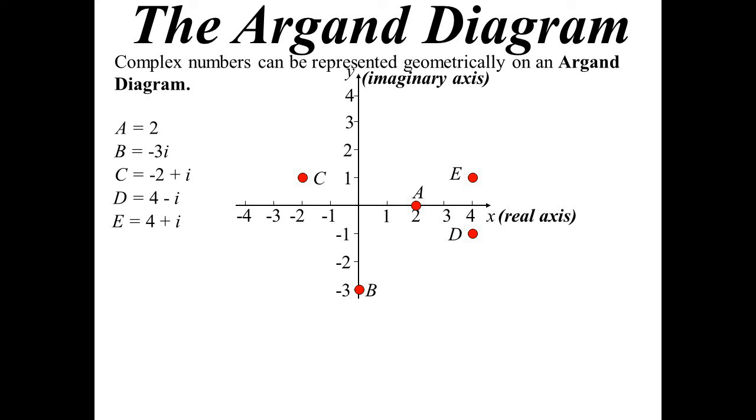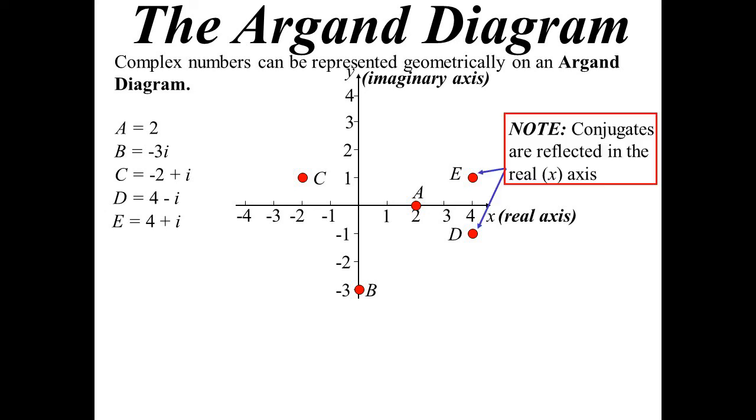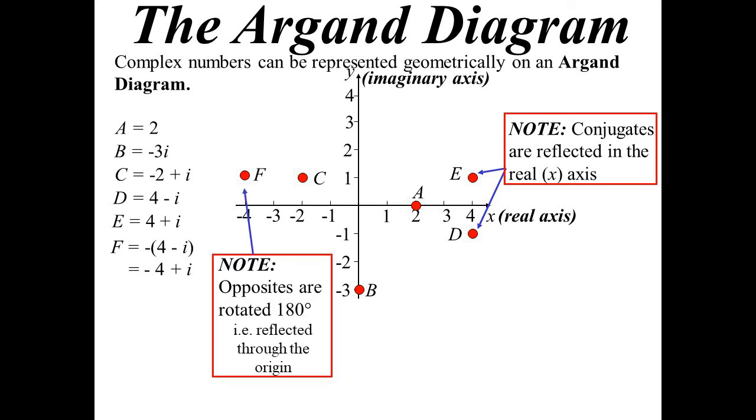See, 4 plus i and 4 minus i are, of course, conjugates. So what we should see is conjugates will always be reflected in the real axis, because their real part's going to be the same. It's just the imaginary part's changing from positive to negative. What about if I was to take the negative of 4 minus i? What would happen there? End up over there. So -4 plus i. But again, visually have a look at what's happened. Opposites, or multiplying by -1, so opposite signs, end up being rotated 180 degrees. Or another way of thinking about it, it's been reflected through the origin.